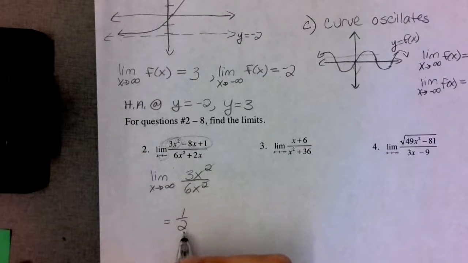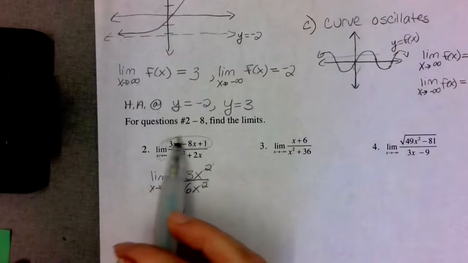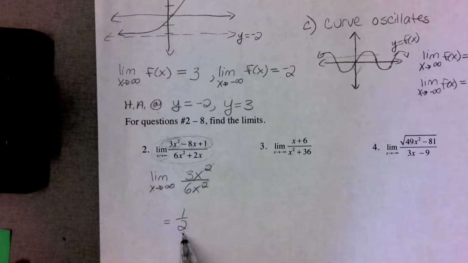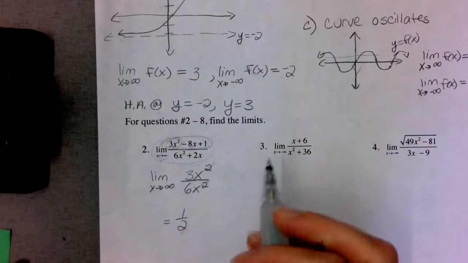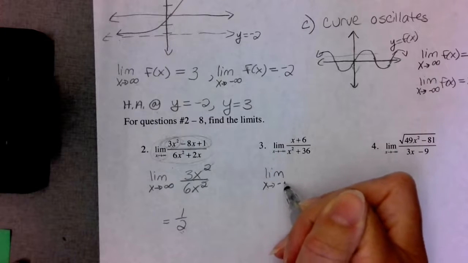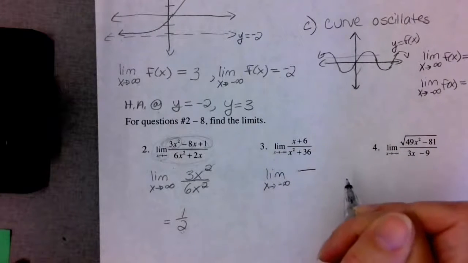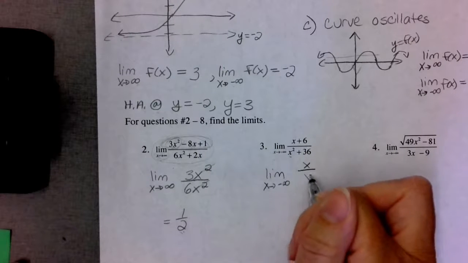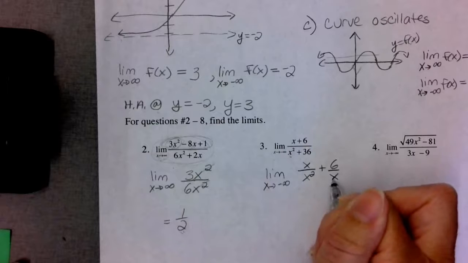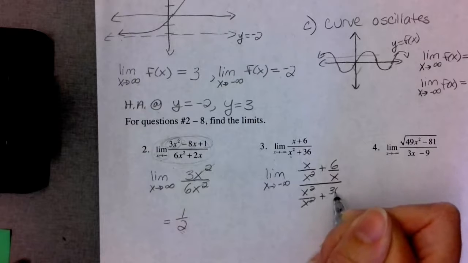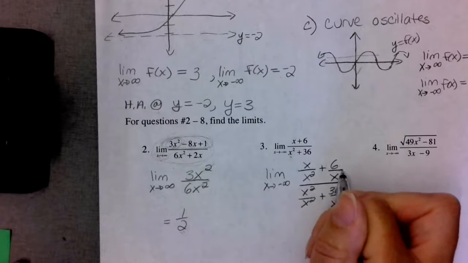Because I have a definite number, don't forget, the limit here is telling me that the graph of this rational function has a horizontal asymptote at 1/2. If the visual conception is not working for you, the other methodology for the infinity or the negative infinity is to divide through by whatever is the highest degree term in the whole problem. You do it to every term. x over x squared, 6 over x, divided by x squared over x squared plus 36 over x squared. Sorry, I forgot my squared up here.